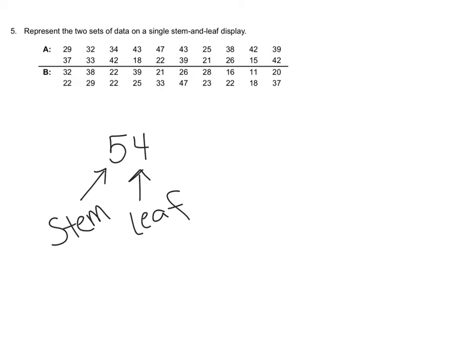And we would write this in a chart with the stem on the left, and then a vertical bar, and then the leaves that have a stem of 5 would be next to the bar in increasing order. So we'll write this down, and we're going to create a stem and leaf plot for A and B, and then we're going to combine the plots into a single stem and leaf display.